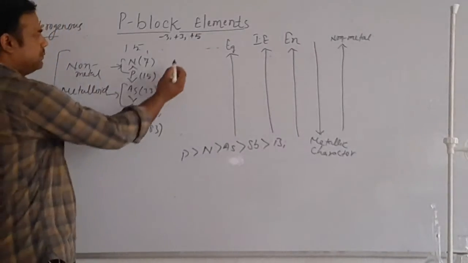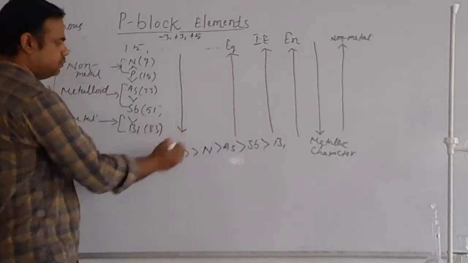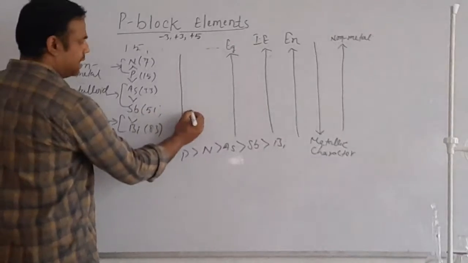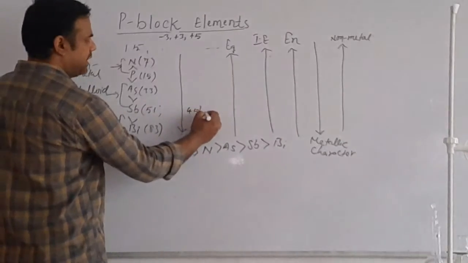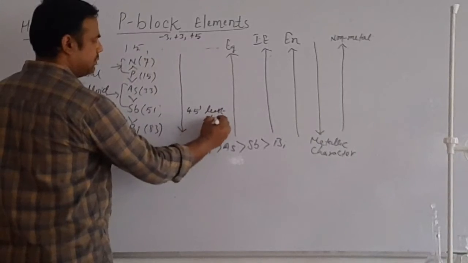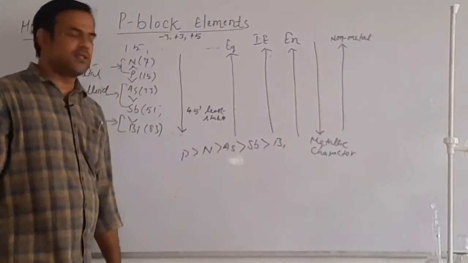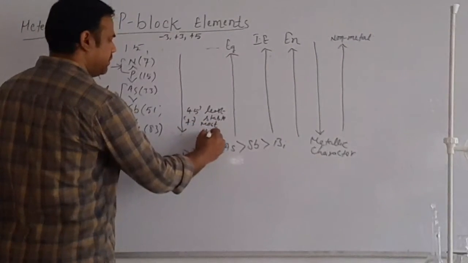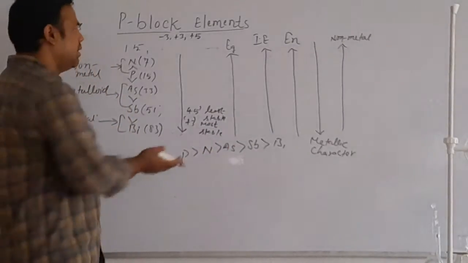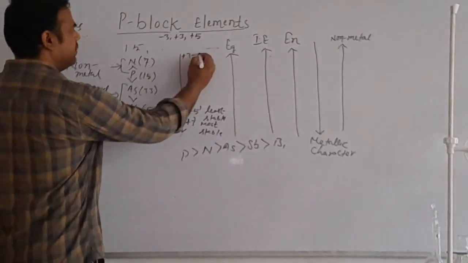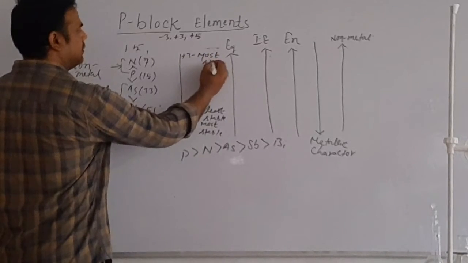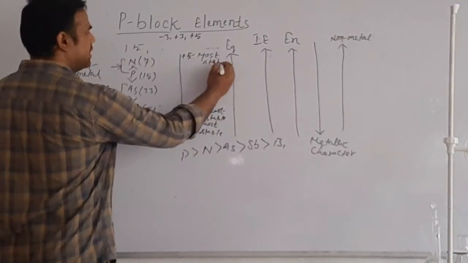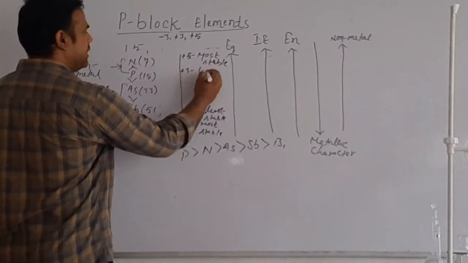But when we move down the group, +5 oxidation state becomes least stable, and +3 oxidation state will be most stable. The opposite will be on the upside. On upside elements, +5 oxidation state will be most stable, and +3 will be least stable.